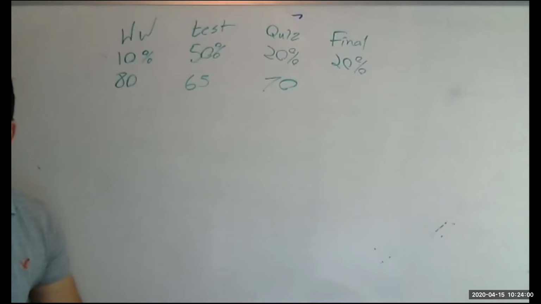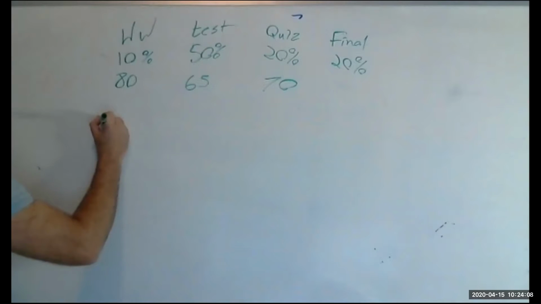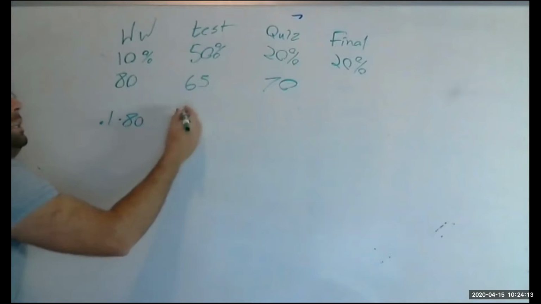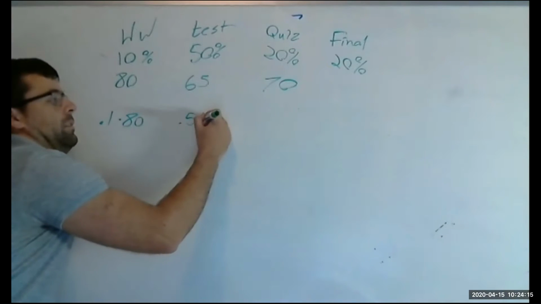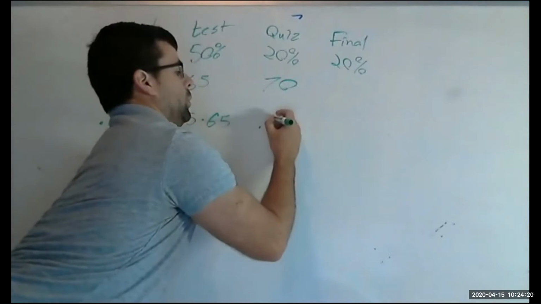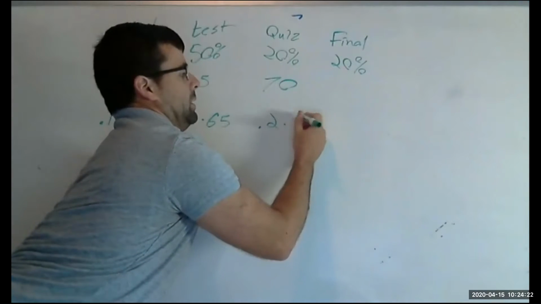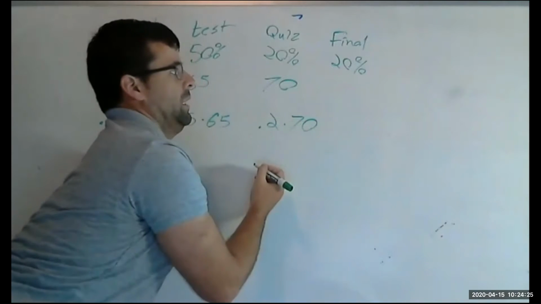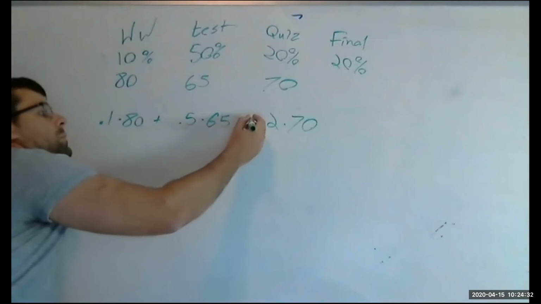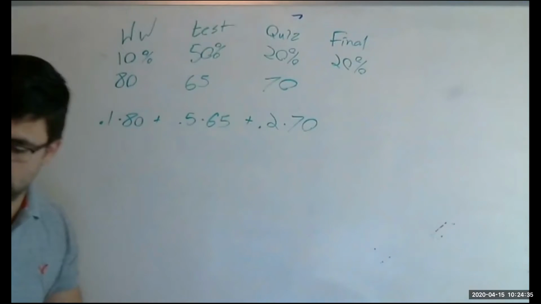You just multiply the grade by its weight, right? Okay, so 0.1 times 80, 0.5 times 65, 0.2 times 70, okay?